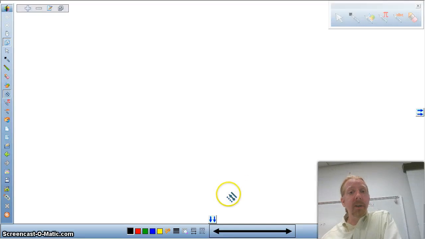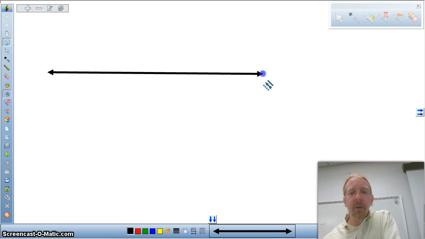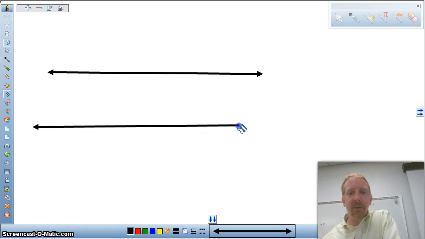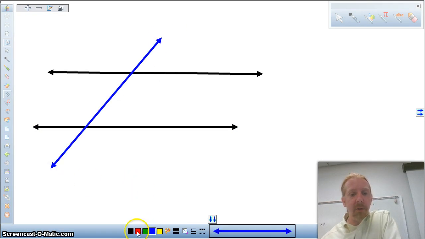All right, what we're going to be looking at in 3-2 are the theorems that relate to angles created by parallel lines. Now, I want to make an emphasis of that again, as we talked about in class. Everything we're going to talk about as far as postulates and theorems go require these lines to be parallel. I've got two parallel lines here. I'm going to cut them by a transversal.